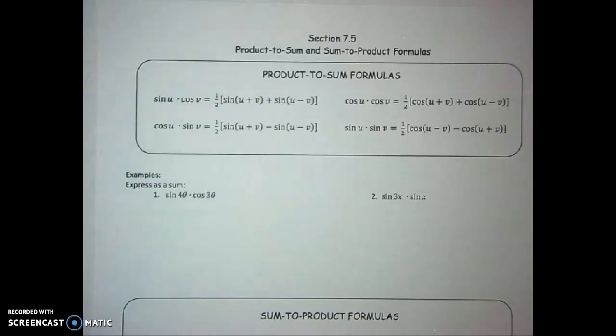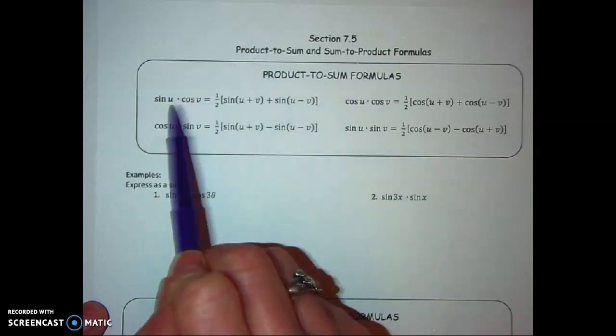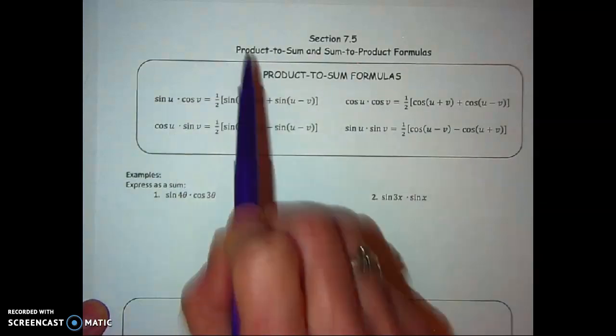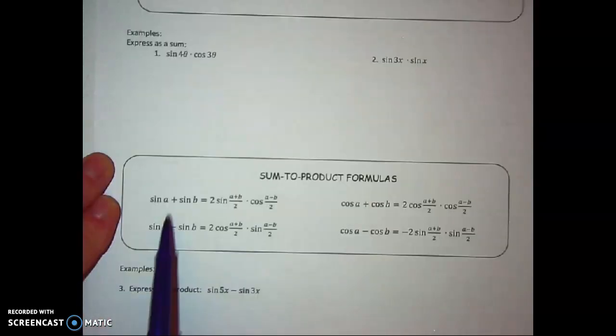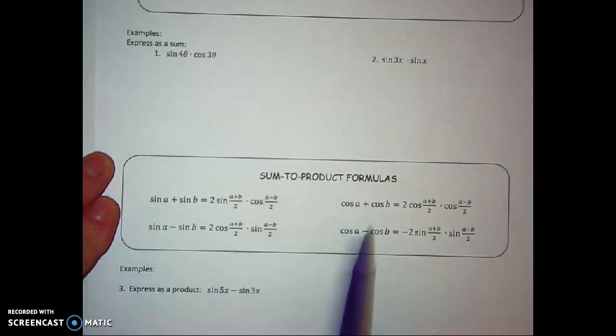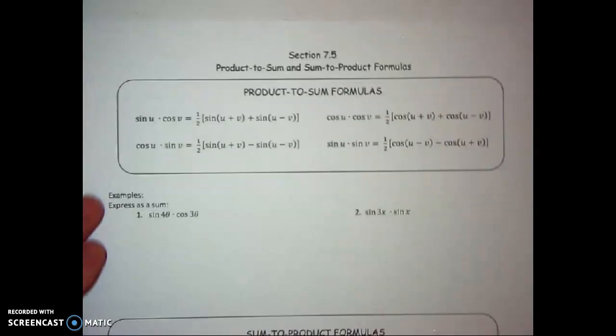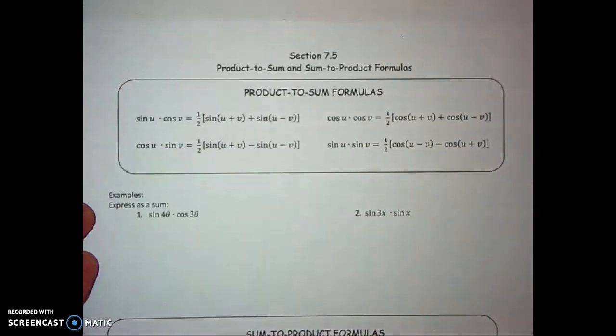Section 7.5 talks about the product to sum and the sum to product formulas. And they are just as they say. They're changing a product, so here we have a product of trig functions, and we're changing it into a sum where we're adding them. Or down here, the sum to product, we're starting with a sum and we're changing it to a product. So they're just exactly what they sound like. And in this video, I'm basically going to help you just recognize the structure and then be able to apply that structure to a given problem.